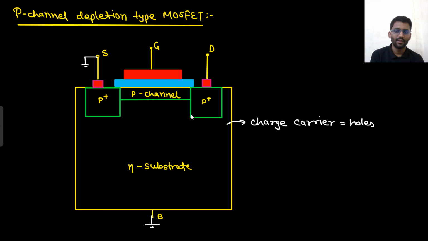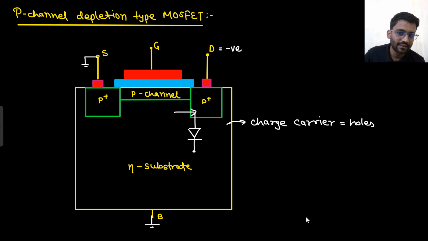Negative or positive? What is the diode here? Diode is this. What do you need? You need depletion region. If you need depletion region, that means you need to apply negative potential. So at drain you need to apply negative potential. If you apply negative potential, what will happen? The depletion region will increase.